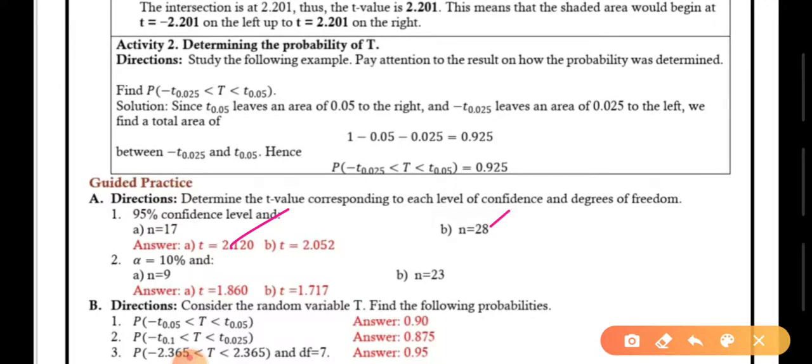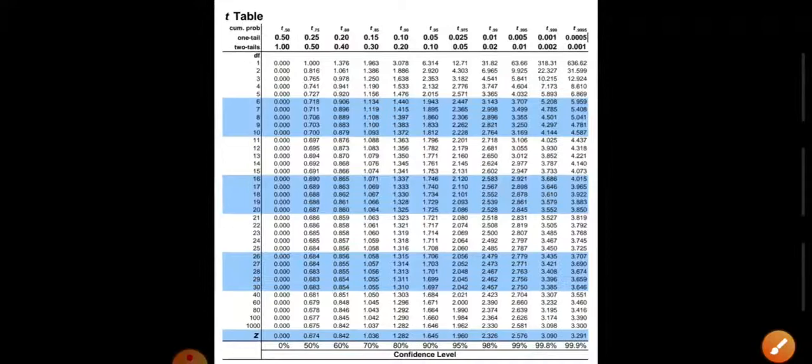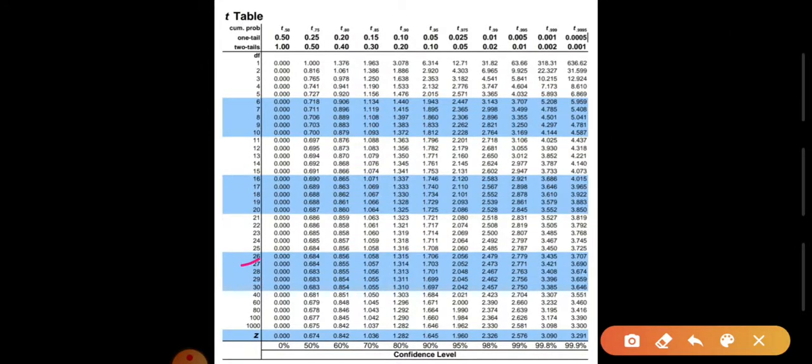So n is 27, and then we have to look. Its answer is 2.052. Let's see. So 27, this one, and 95 confidence level. 2.052. Correct.